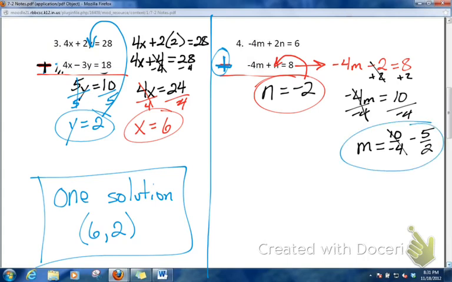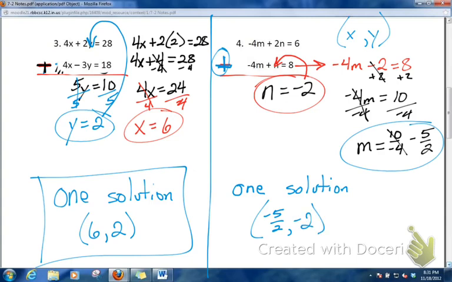So there's my m. And again, you remember ordered pairs are always x comma y, which means ordered pairs are always in alphabetical order. So this answer will be m comma n because of alphabetical order. So this system of equations again has one solution, and that one solution is negative 5 over 2 comma negative 2. So there you have it.